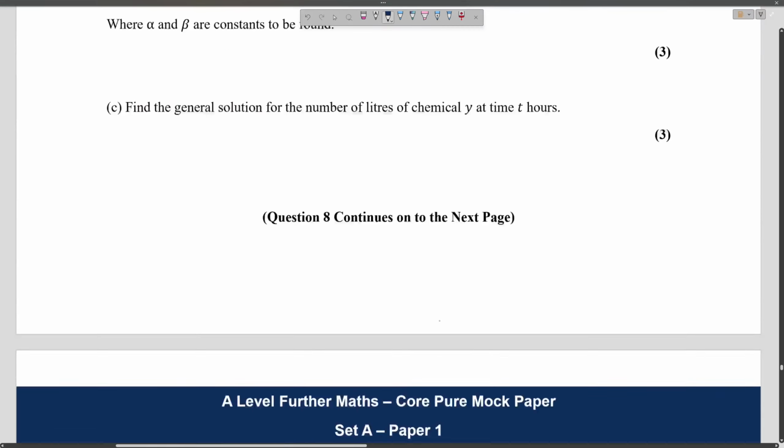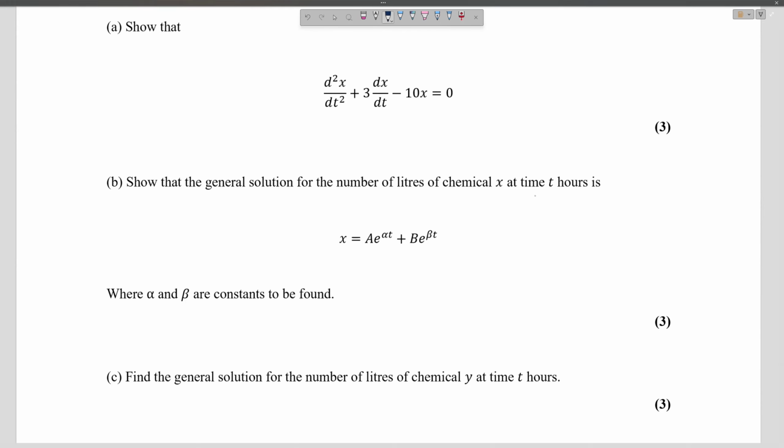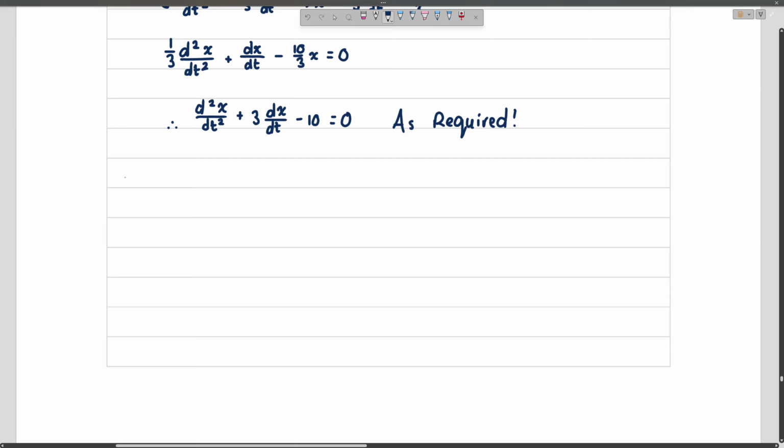Now for part B, what do we want to do here? Well, we want to show that the general solution for the number of liters of chemical X at time t hours is the following. Now to do that, what I need here is our auxiliary equation.